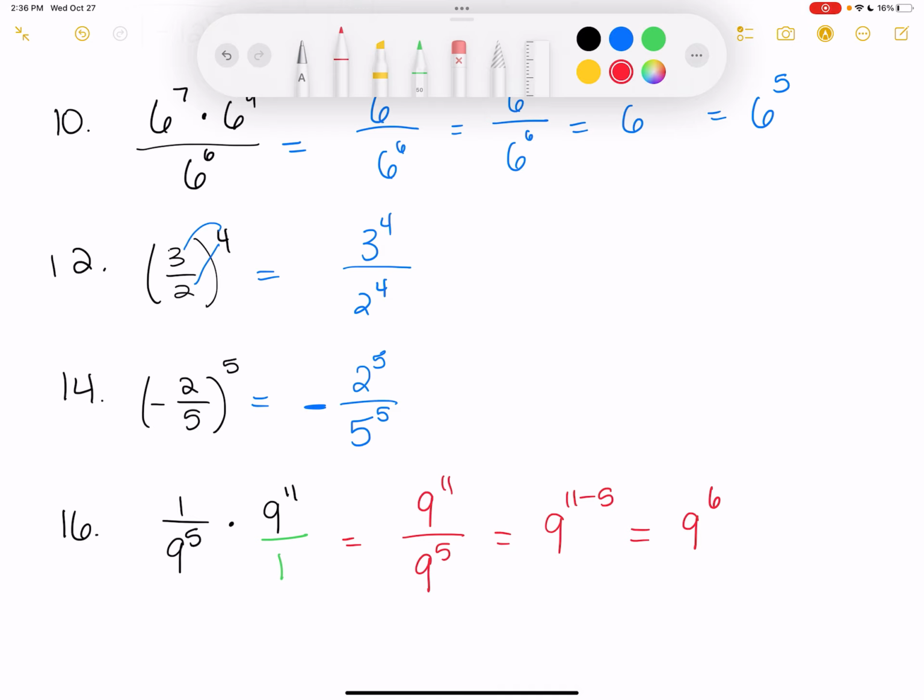Isn't there a 1? It's just a 1. If it was 9 to the 1st, or just like a 9, like if that was a 9 instead, then it would be 9 to the 12th. But it's just a 1, so it's just 9 times 1, or 9 to the 11th times 1.